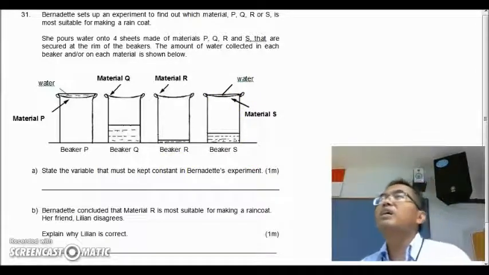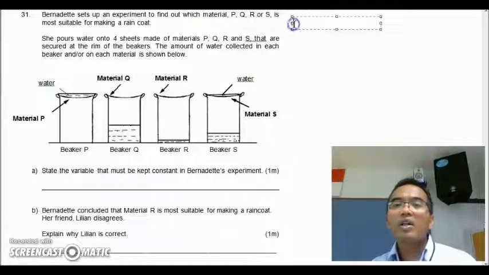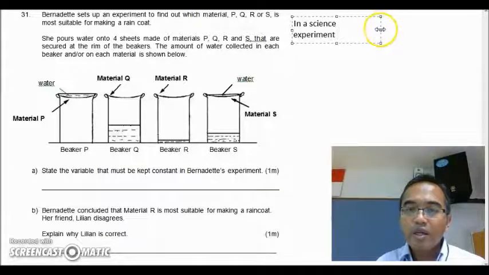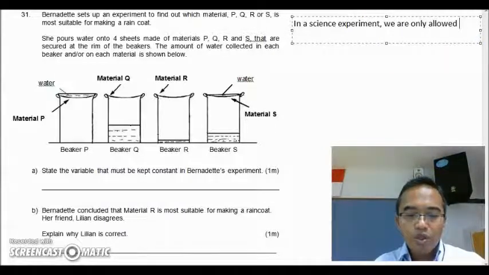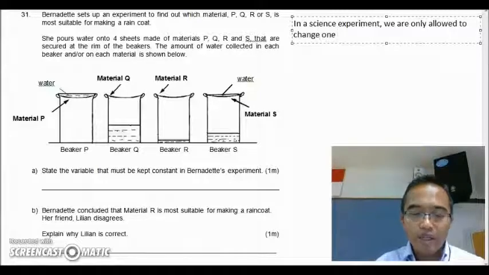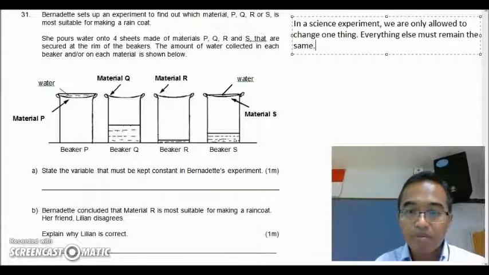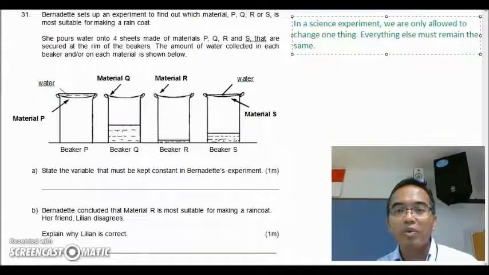So what are the variables? In a science experiment, everything must remain the same. Alright, so can you write it down? In a science experiment, we are only allowed to change one thing. Okay, full stop. Everything else must remain the same. Do you remember this? You must know this. I'm going to put green.